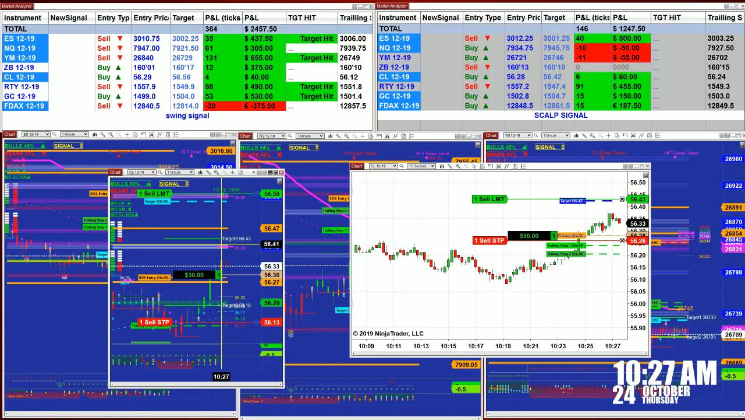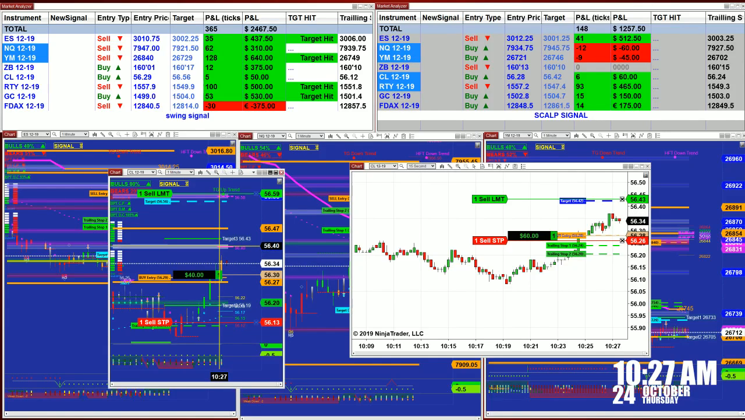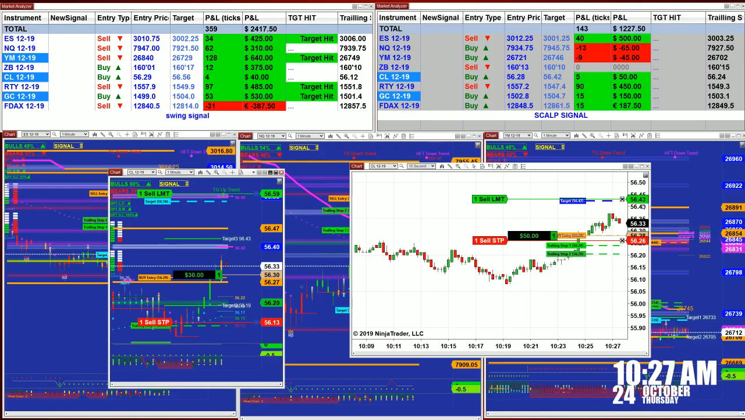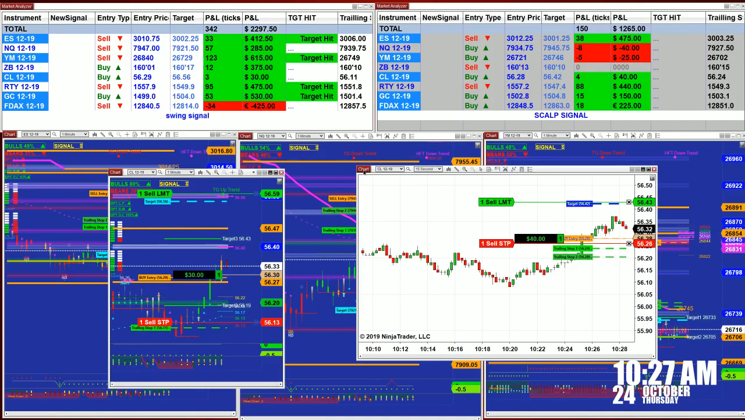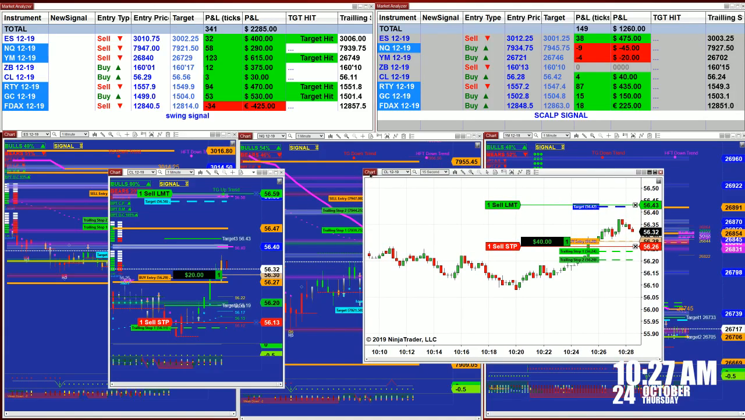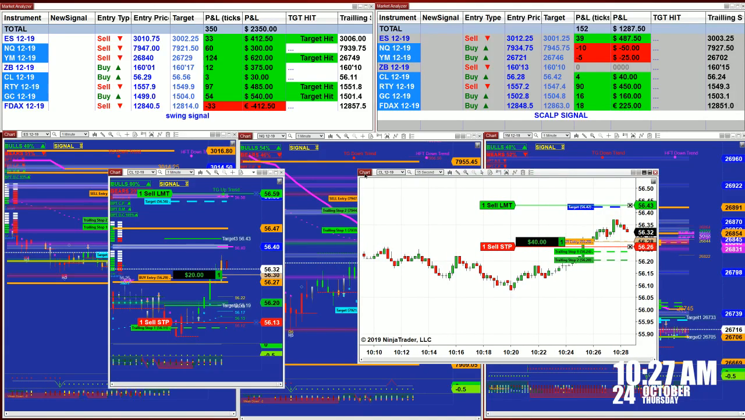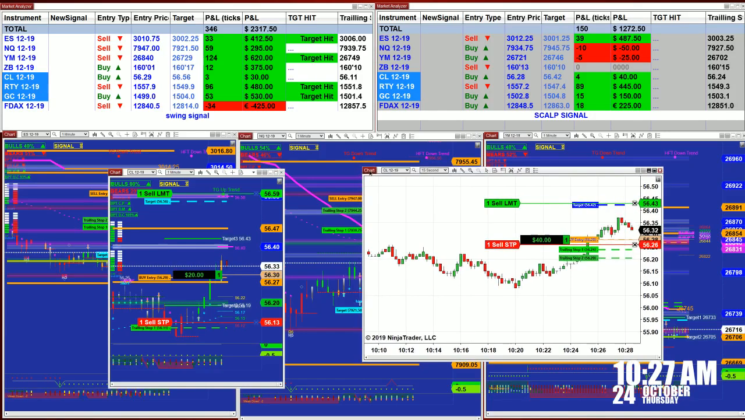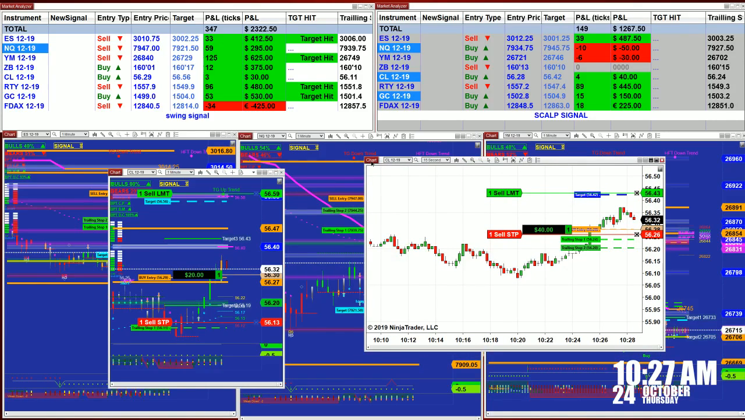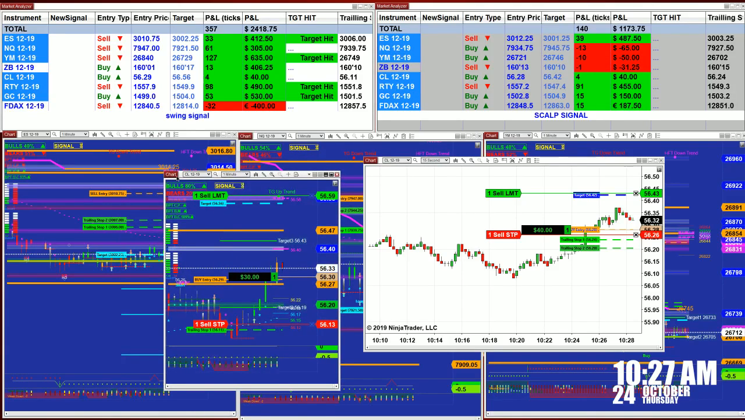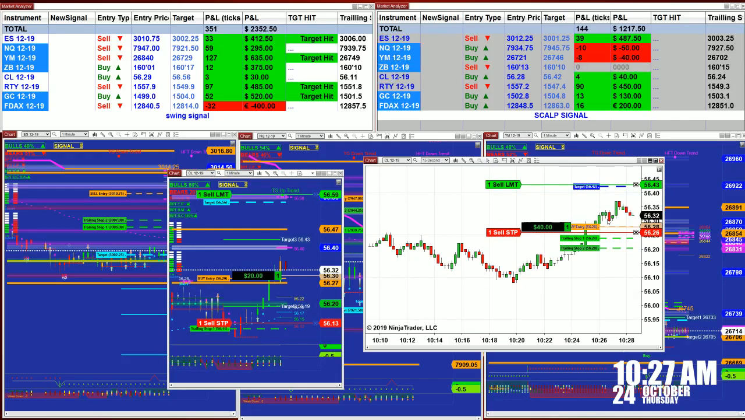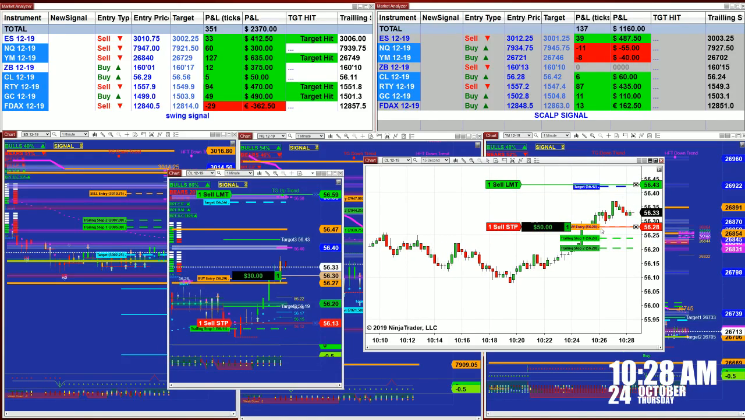If we see there is a resistance at 56.41, so on the scalper we have a target at 56.43. They're actually the same amount. And you can break even, then you will be on a free trade if you want to.